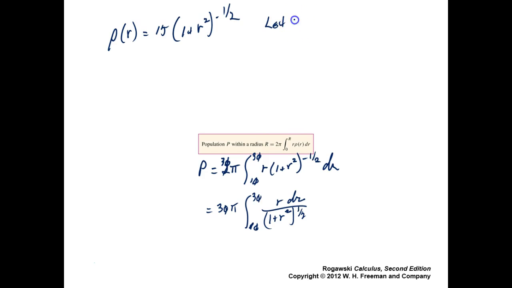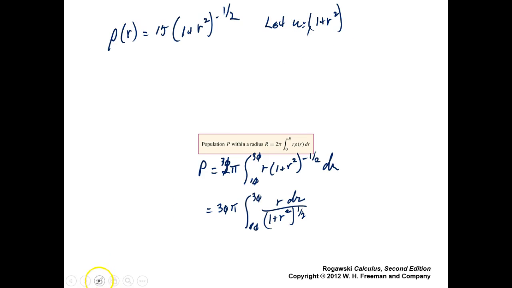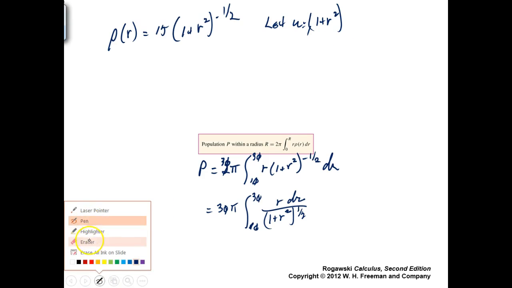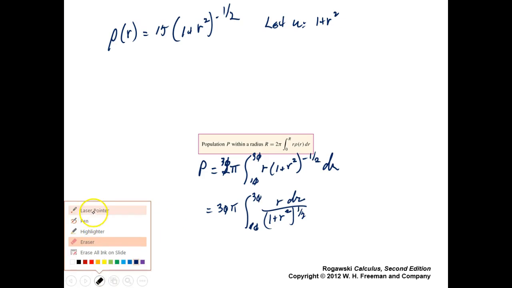Let u equal 1 plus r squared. Yeah, 1 plus r squared. I don't need the parentheses there. Sorry about that, I got carried away. Okay, 1 plus r squared. What do we do next with substitution?